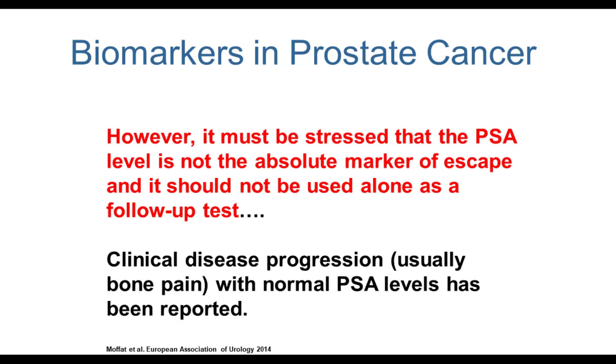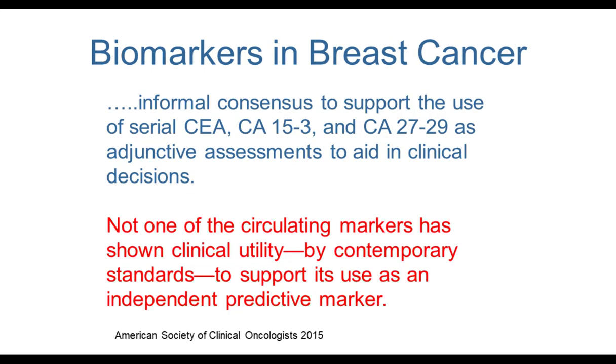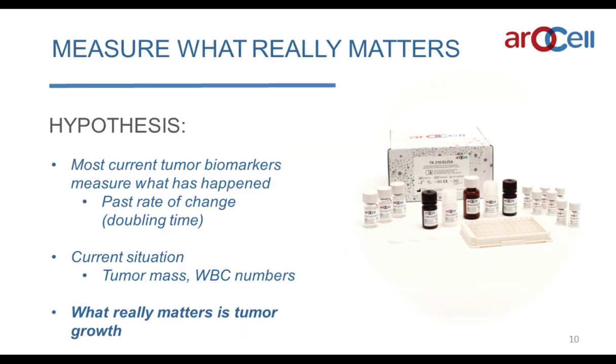For example, for PSA in prostate cancer, it must be stressed that PSA level is not an absolute marker of escape, and you can have clinical progression with normal PSA. In breast cancer, it's been stated that not one of the circulating markers has shown clinical utility to support its use as an independent predictive biomarker. And predictive is something I'm going to come back to.